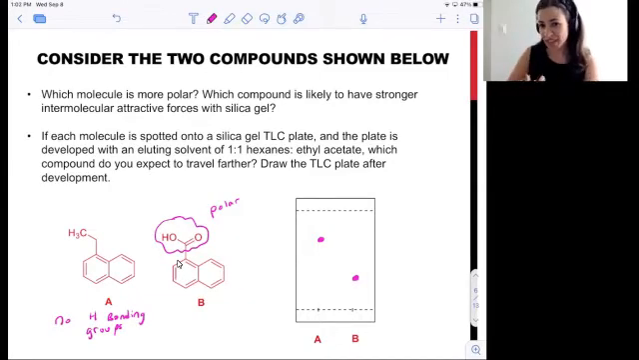We cannot predict absolute RF values. They must be experimentally determined, and they largely depend on the particular silica gel plates you're using and the mobile phase you have selected. However, we can reliably predict the relative RF values of compounds, such as we've done for A and B.